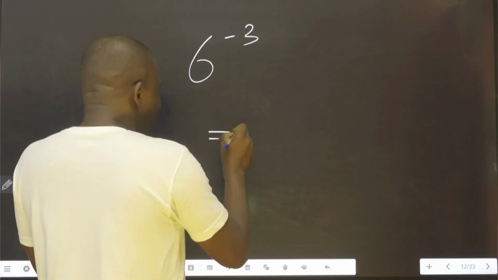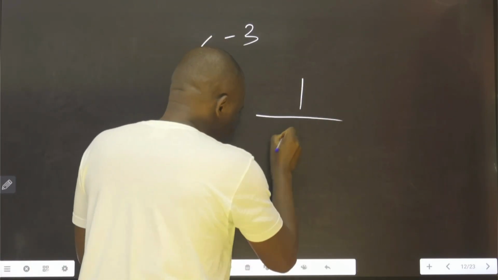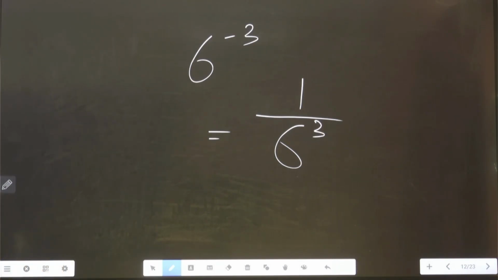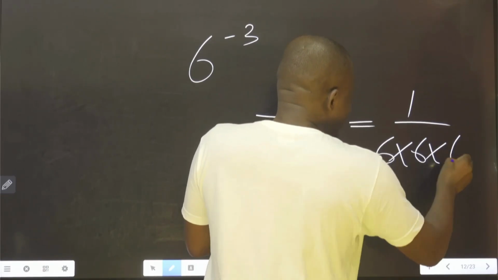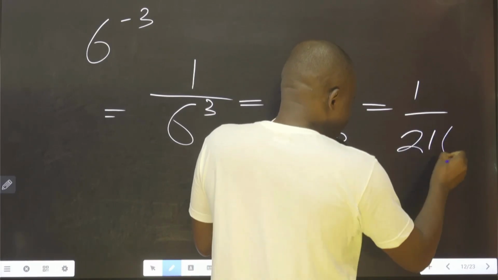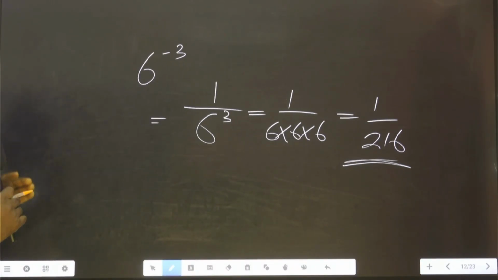Okay? Next, 6 raised to the power minus 3. Minus, remember, means 1 over. You are settled. The remaining guys should come back together. What is the meaning of 6 raised to the power 3? Simply means 6 multiplied by 6 multiplied by 6. Which is what? 216. Okay? Hope you understand this.